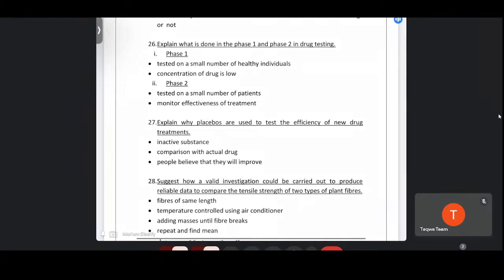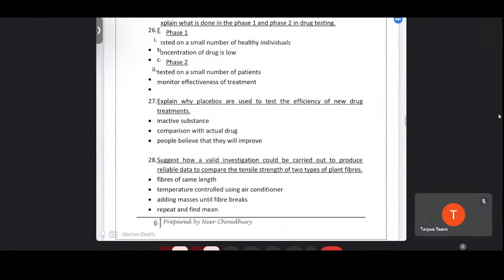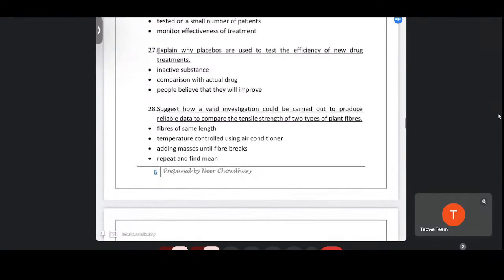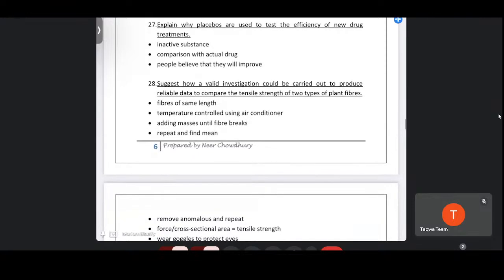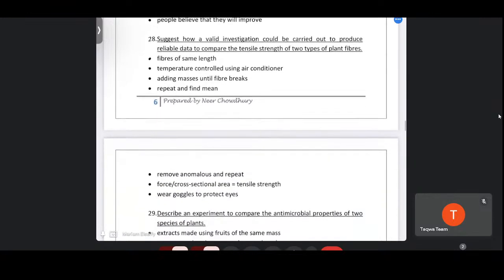Basically, phase 1 is tested on a small number of healthy individuals with a low concentration of the drug. In phase 2, it's tested on a small number of patients, and the effectiveness of the treatment is monitored. Explain why placebos are used to test the efficacy of new drug treatments: an inactive substance is used in comparison with the actual drug, and people believe that they improve.